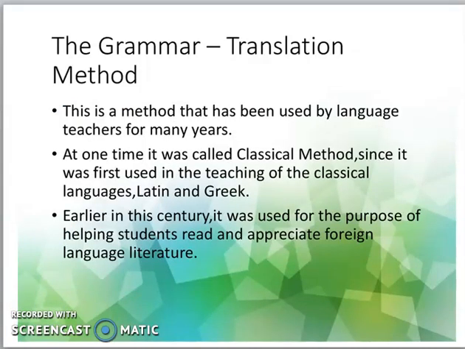The grammar translation method. This is a method that has been used by language teachers for many years. At one time, it was called classical method, since it was first used in the teaching of the classical languages, Latin and Greek. Early in this century, it was used for the purpose of helping students read and appreciate foreign language literature.